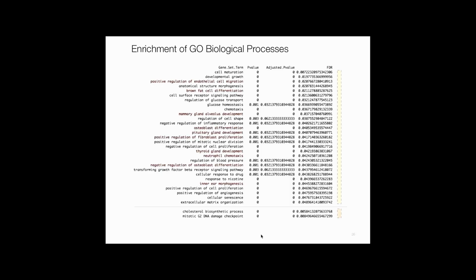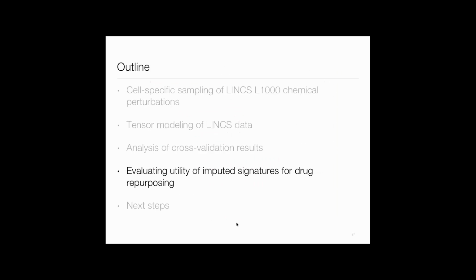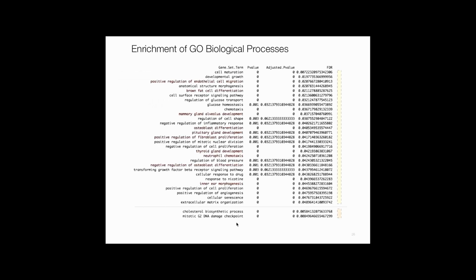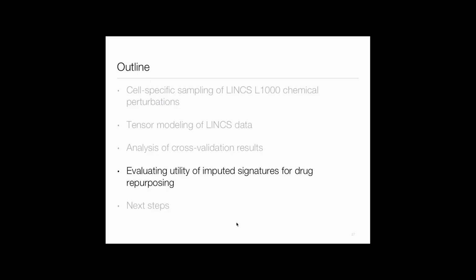If anybody has ideas about why the particular gene sets are enriched at the bottom, I would be all ears. But I'll go ahead and move on. And so, this basically concludes my analysis of the imputation that I've done so far. And I'll talk more about how I want to extend this work at the end. But the next thing that I want to talk about is some work that I've done to evaluate the utility of these signatures in a particular application, which is drug repurposing via signature matching.